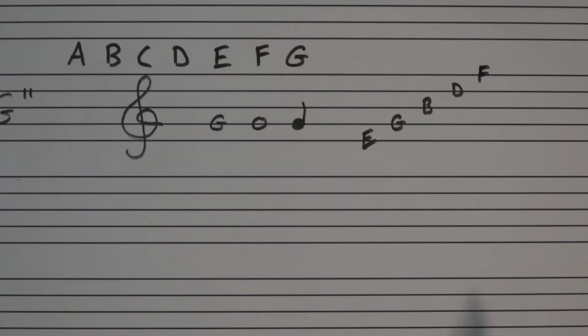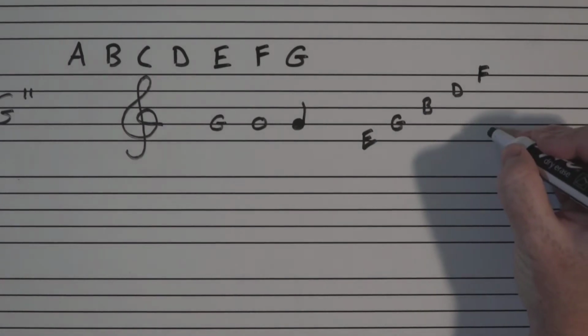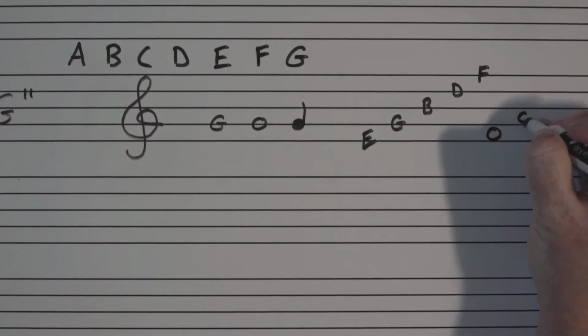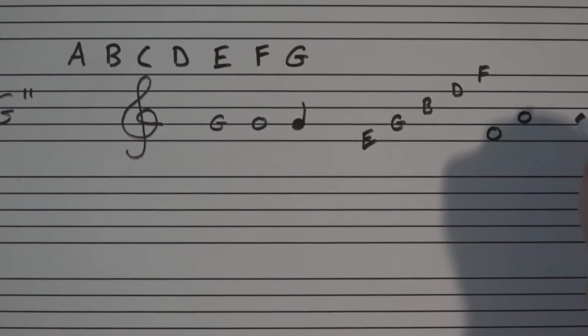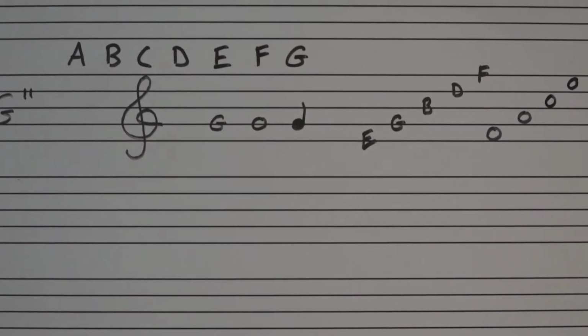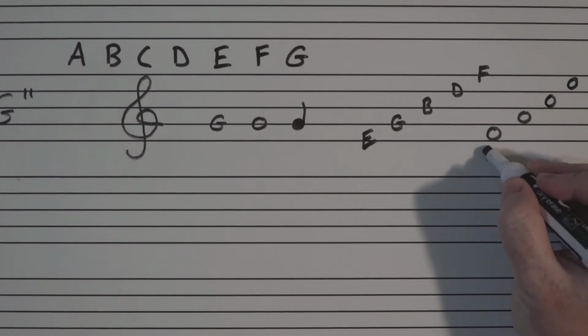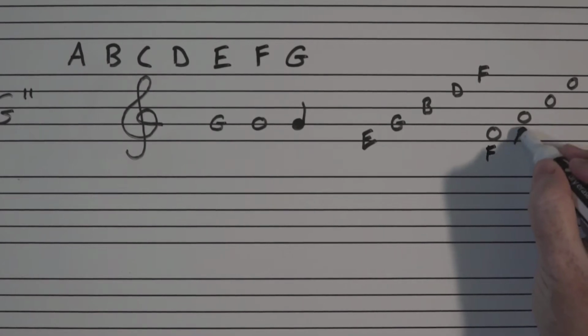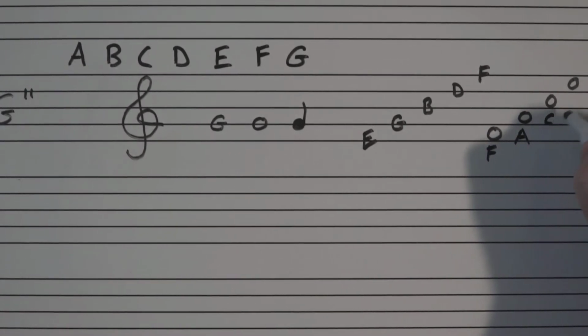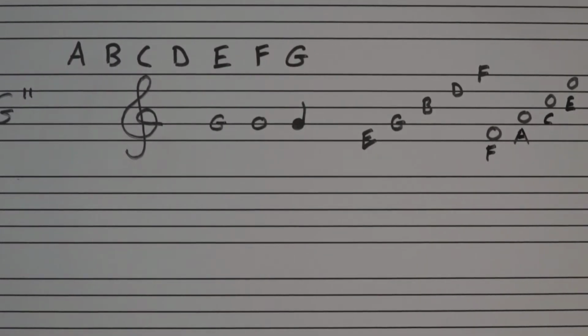And if those are all the lines of the treble clef, then we have 4 spaces. And those are F, A, C, and E. So there's our treble clef, or G clef.